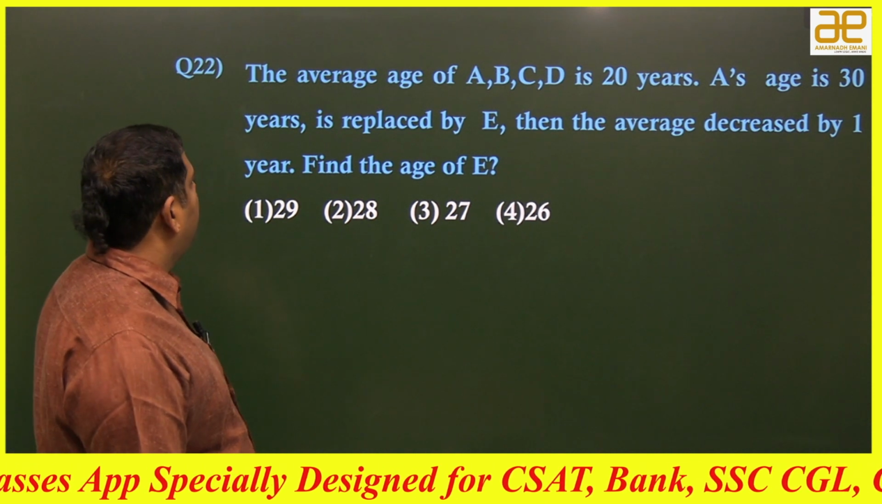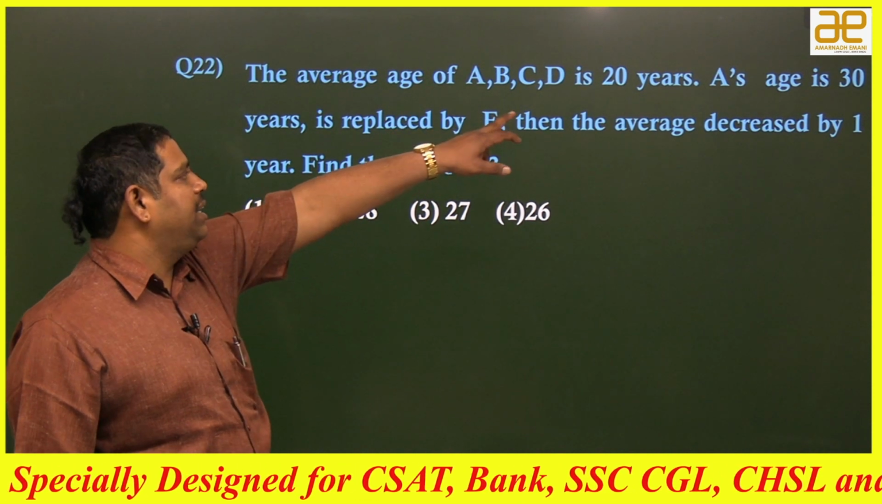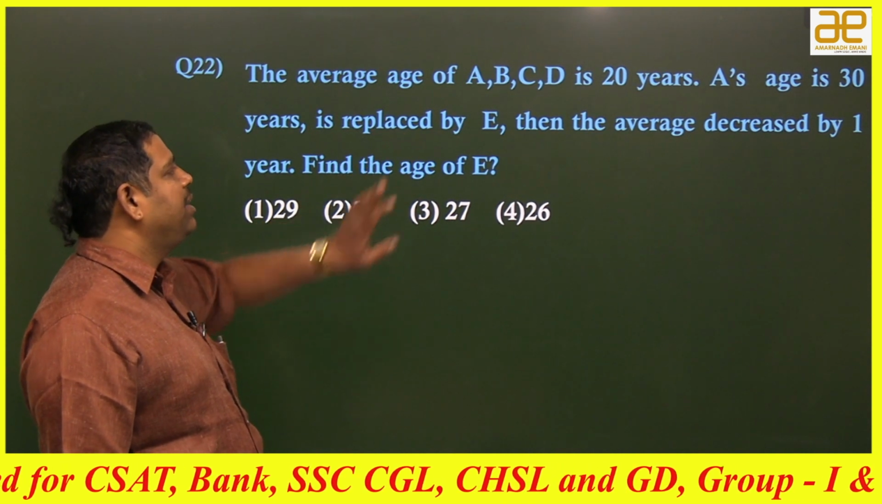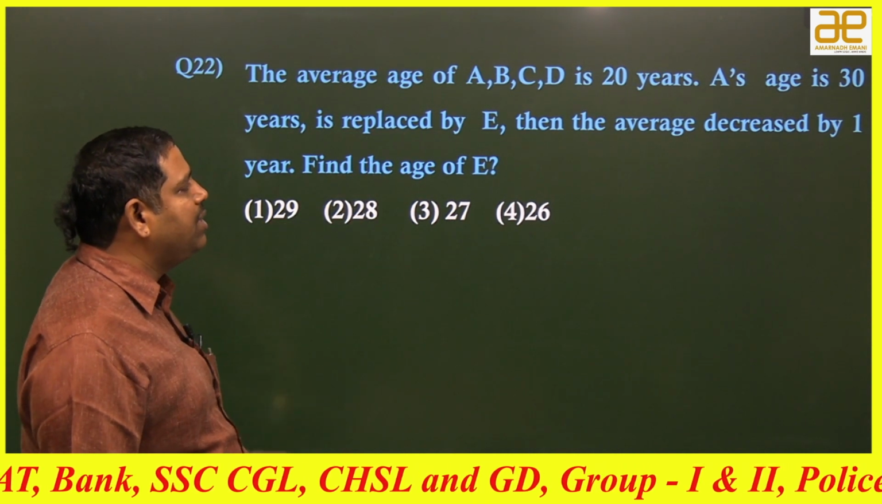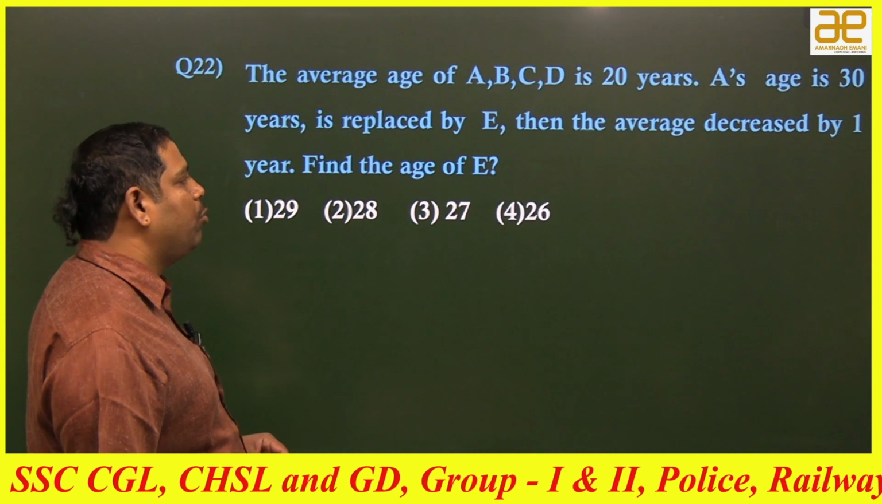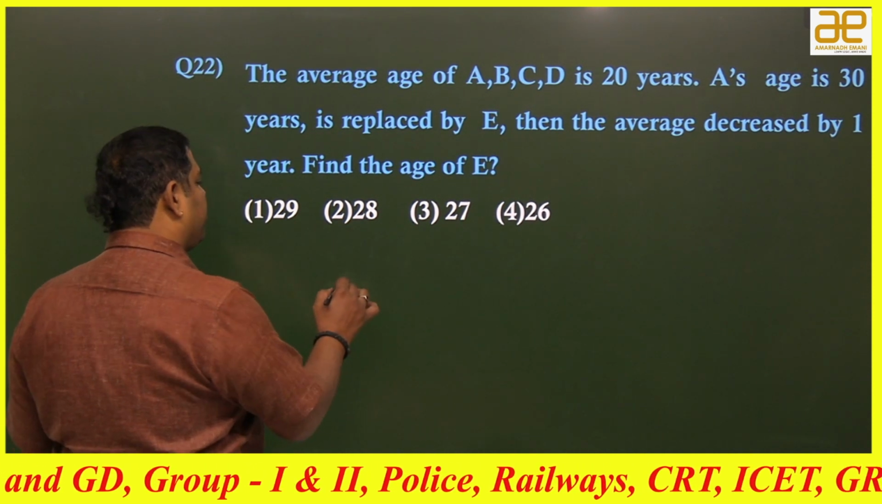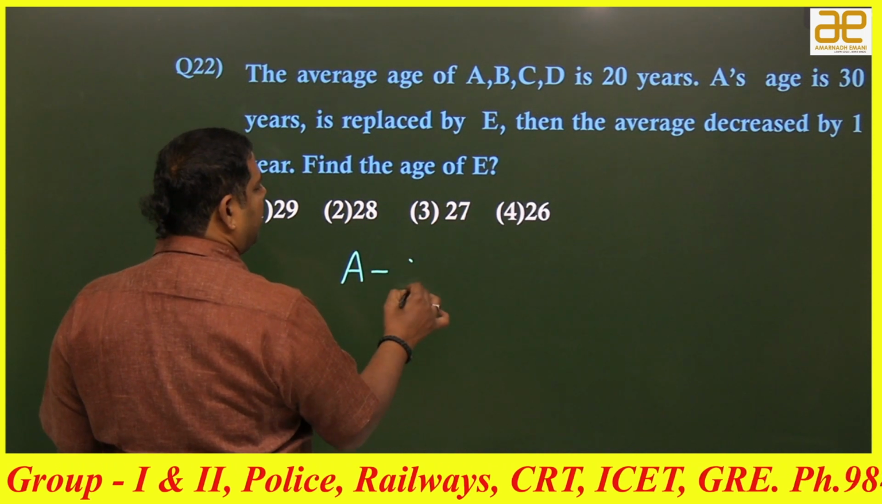Okay. So there are 4 observations A, B, C, D. Their average is 20 years. A's age is 30, replaced by E. Then the average decreased by 1. Average decrease means old is more or new is more? Old is more. Old means A, new means E. So A minus E.